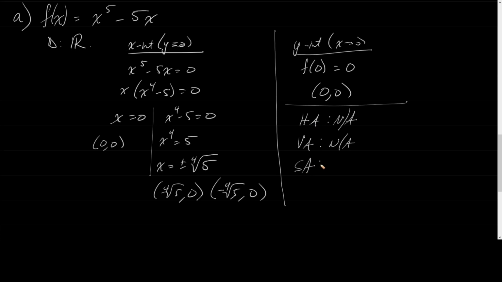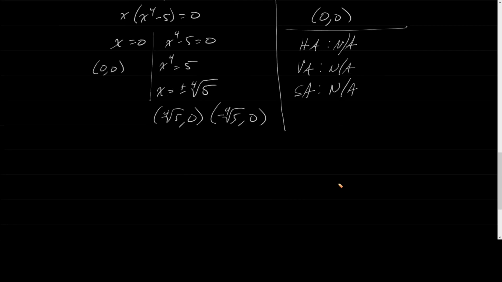And slant asymptotes, also not applicable. Recall the slant asymptotes happen when we have rational functions, right? And the degree on top is bigger than the degree on bottom by exactly 1, which we don't have in this case because this is not a rational function. It's a polynomial. So, all right, those are some of the basic things that we wanted. Now, what else do we need here?